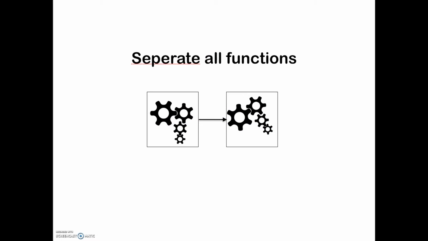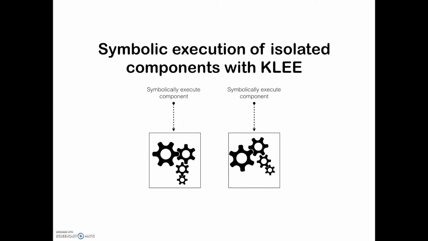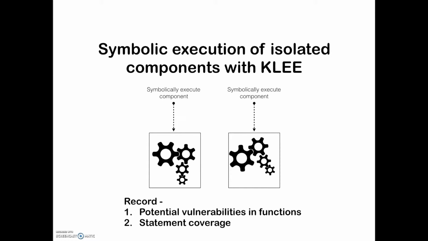Our tool Macke does all of this, and it does it in the following way. First, it starts by separating all the functions of the program for symbolic execution in isolation. Then it symbolically executes all isolated functions, and for this we use KLEE, and we record information about all potential vulnerabilities, and also we record statement coverage for every isolated component.